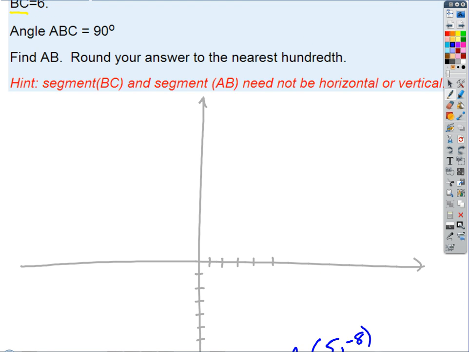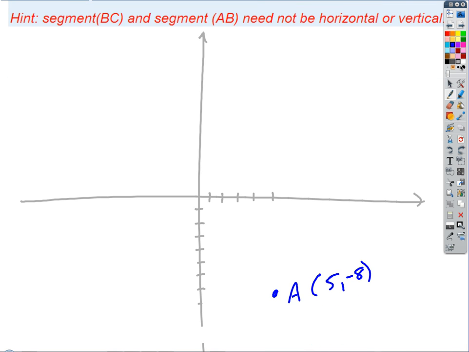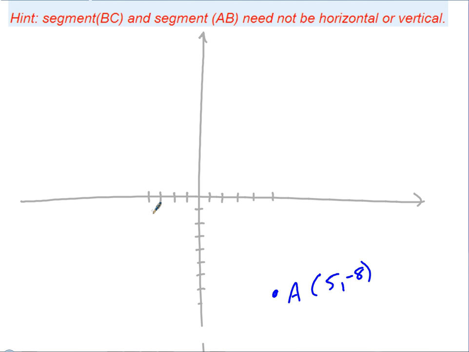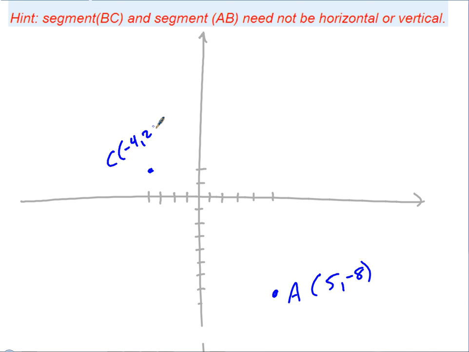Now point C was at -4, 2. How do I get to -4, 2? Left, okay. And then up 2. Right about there. Okay, so there's point C, -4, 2. Okay, so we're trying to find this distance. Well, actually, in this case, we're not really trying to find that distance. There is a distance there we could find, right? We could call it AC if we want to.